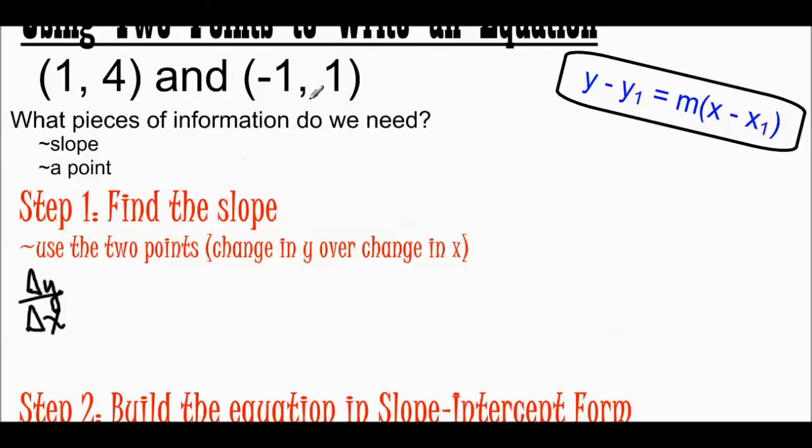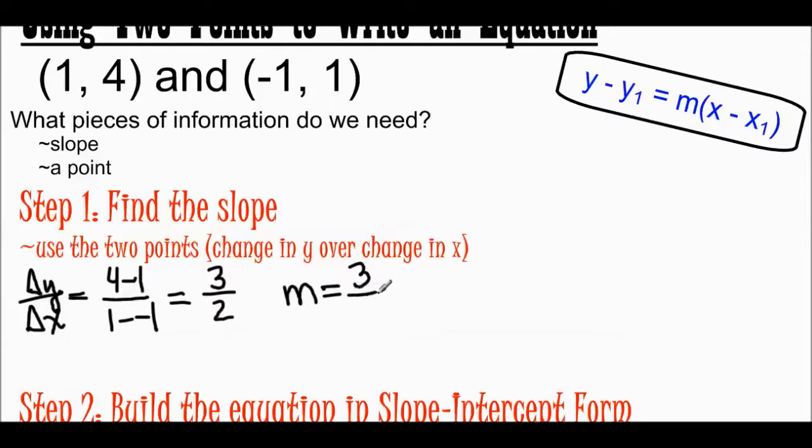My y values are 4 and 1. 4 minus 1 over my x values, 1 minus negative 1. That would be 3 over 1 minus negative 1, which is 2. So my slope is 3 over 2.